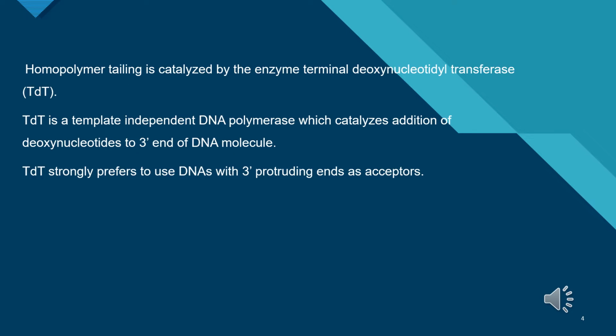This enzyme prefers to use a DNA molecule with a 3' protruding end as acceptor. Although this enzyme can also add a tail to recessed ends or blunt-ended DNA, it prefers 3' ends which extend out.